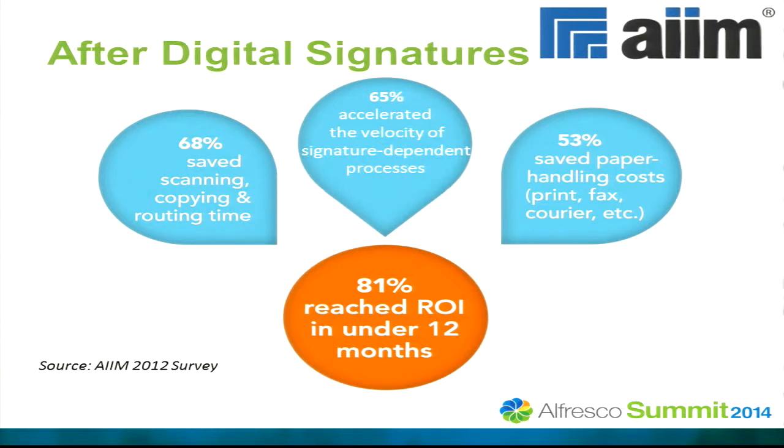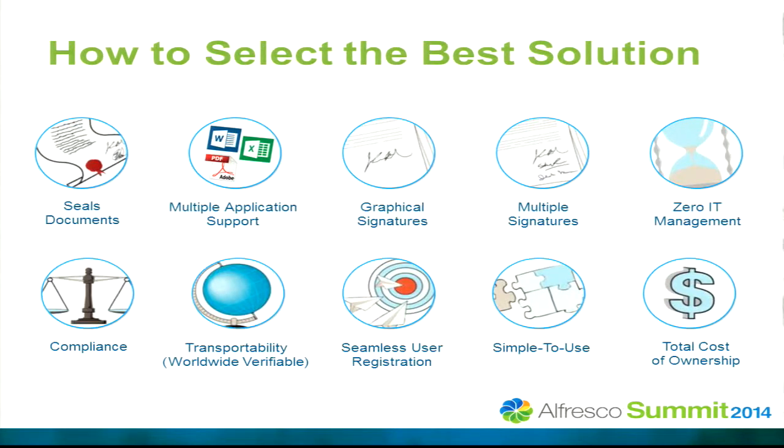And this is the second part of the survey. Those that did deploy an electronic signature solution are happy users, obviously. They're saving time, they're expediting the processes, they're saving on costs, and within about a year, the big majority of them feel that there was an ROI to the investment of using an electronic signature solution. This is my main slide. I want to go through 10 factors that you need to consider when you select an electronic signature solution. And I will spend most of my time talking about these factors.